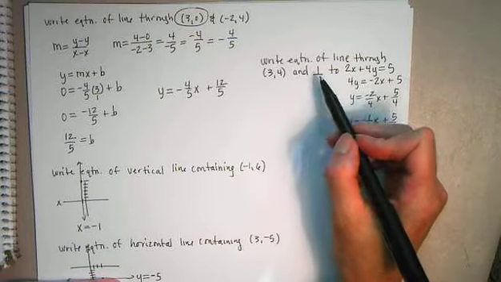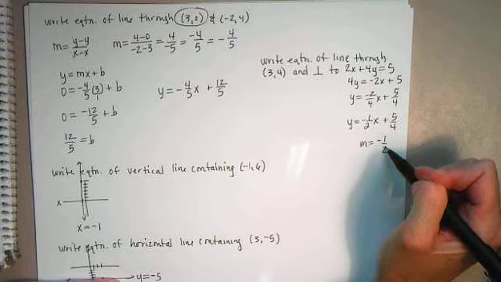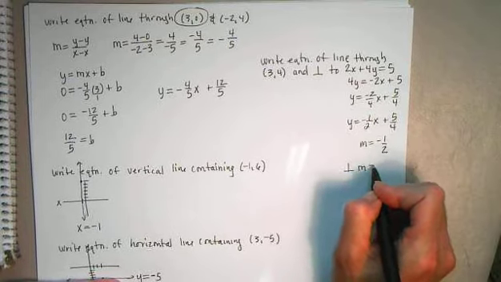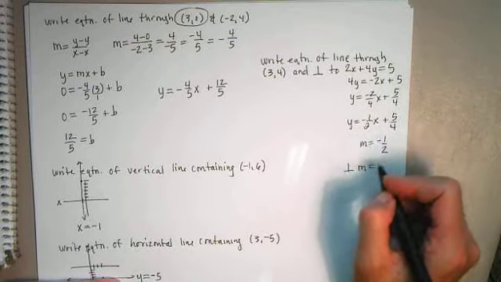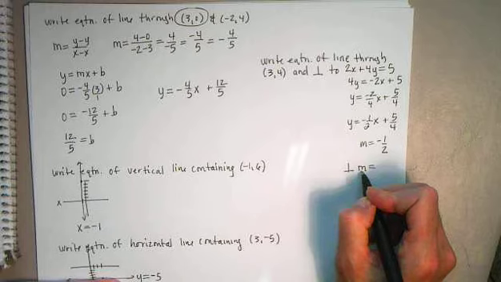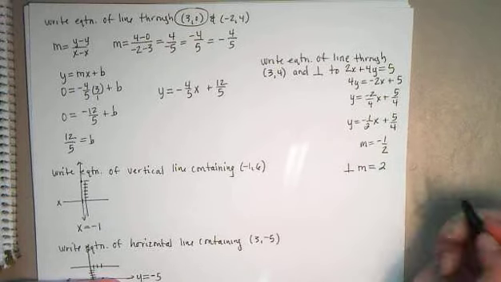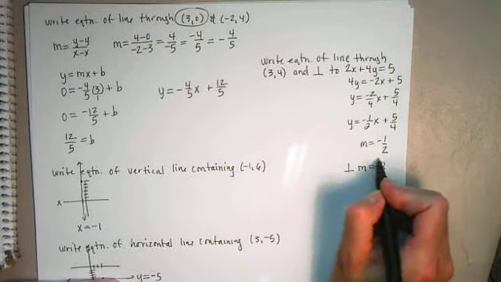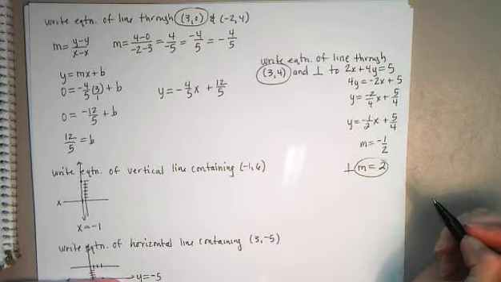So, if they had said parallel, we know we would use the same slope. But, because it's perpendicular, we need to flip it and change the sign. So, the slope of a perpendicular line is +2, or 2/1, which we know is just 2. So we did all of that. We now have the slope and we have a point. So we can plug it into our formula.